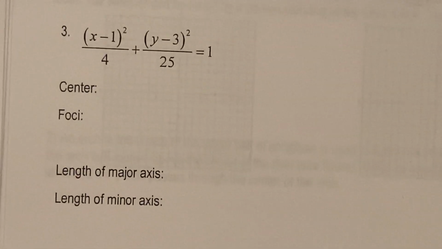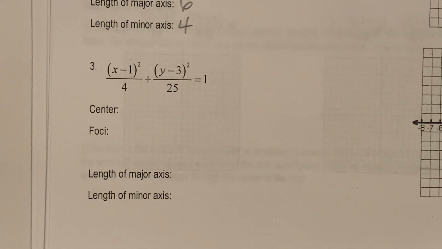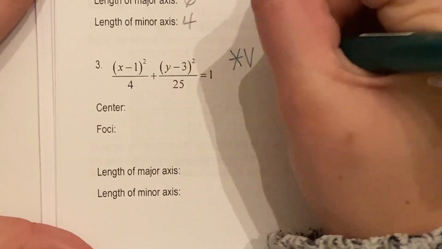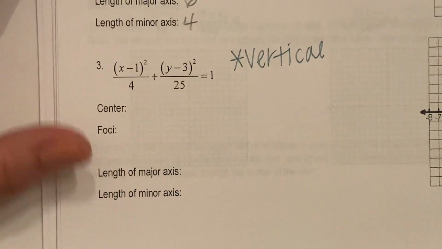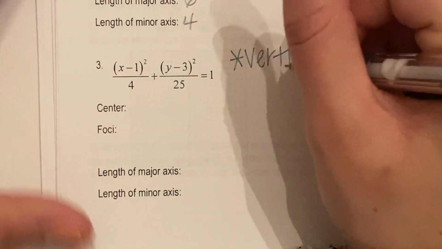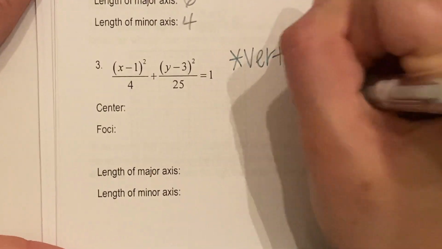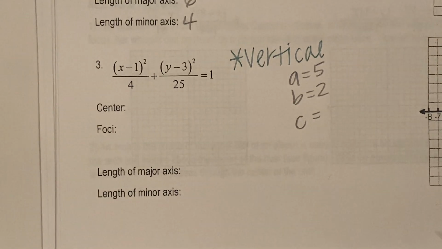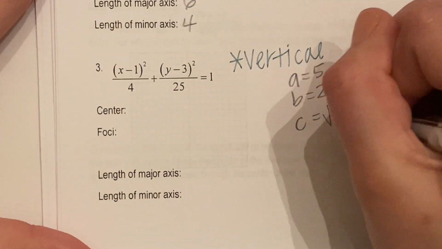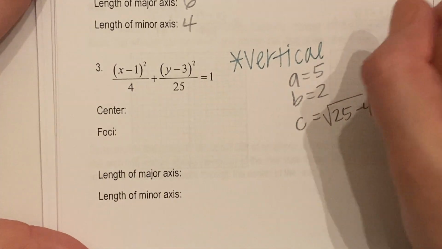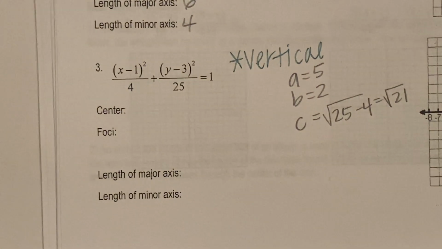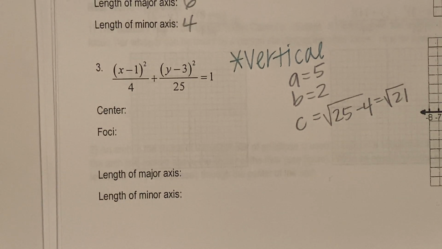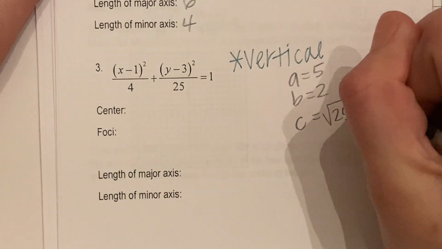Okay, welcome back. Let's check our answers for number 3. So the first thing, you should have decided that this was vertical. And then you solve for A, B, and C. A was 5, B was 2. So you did the square root of 25 minus 4. You got the square root of 21, which I don't know what that is, and I wasn't prepared with an answer, so let me look it up. That's 4.6. Cute.